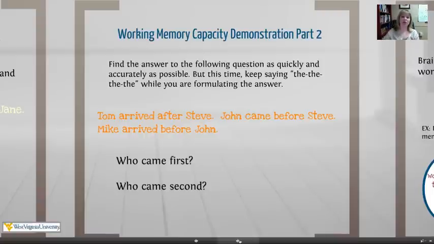And the reason for that is because the way that you process these questions about figuring out the order that people arrived in is you have to sort of hold what you already know about the situation. So Tom arrived after Steve. So you've got to keep that in working memory while you process the next thing. John came before Steve. But the problem is reminding yourself to say the all the time is also using up working memory resources. So when you try to do both of those things at the same time, you'll notice that you're probably significantly slower doing the task right here than you were the first task.